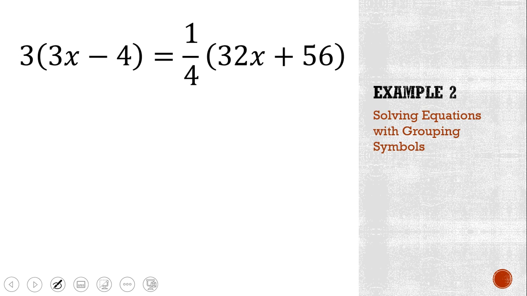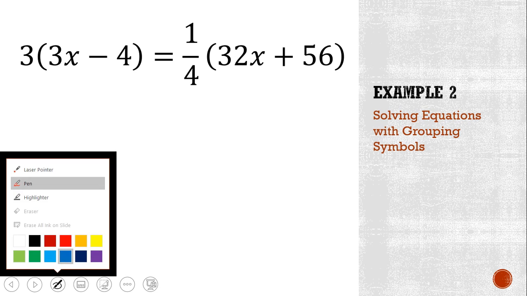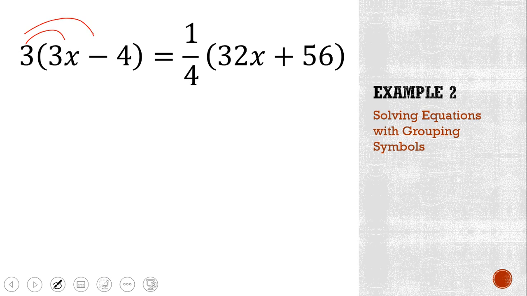There's some more going on in this problem because now we've got some parentheses involved and we have to deal with those. So the first step we're going to do here is distribute. When we distribute here, 3 times 3x, we're going to get 9x. And 3 times negative 4 is going to be negative 12. And that's going to be equal to 1/4 times 32x, which is 8x. And 1/4 times 56, if we multiply that out, is going to be 14.